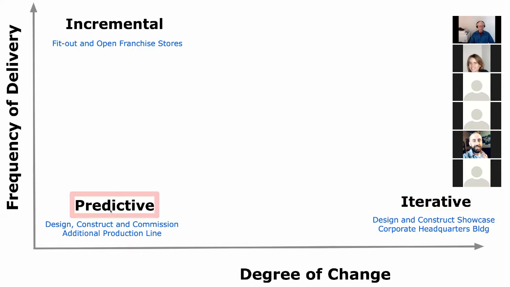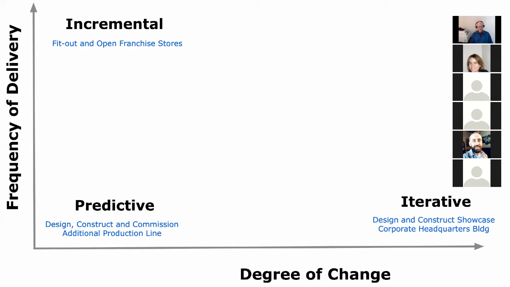So in the lower left, we have our predictive project. For example, maybe we're building a new production line. And it's very similar to other production lines we've built in the past. So we're very familiar with this type of project. We can very realistically establish the requirements up front, create the design, develop a schedule and a budget, plan the work, and work the plan.